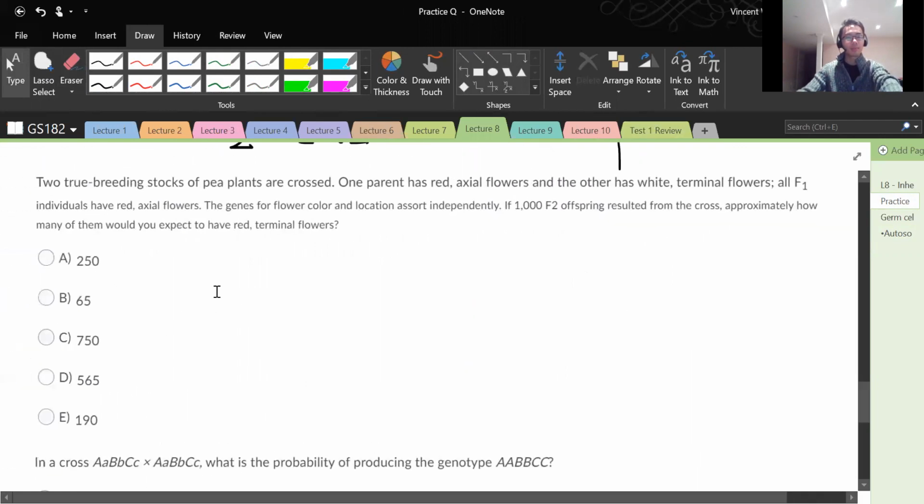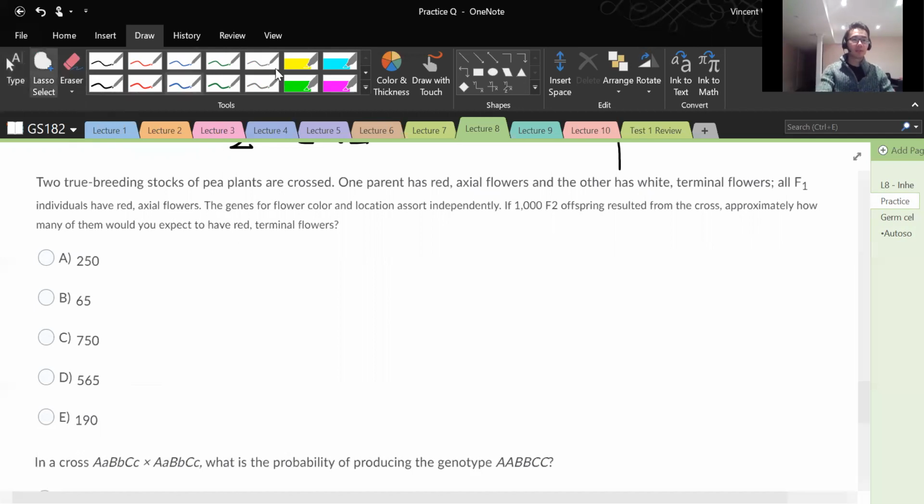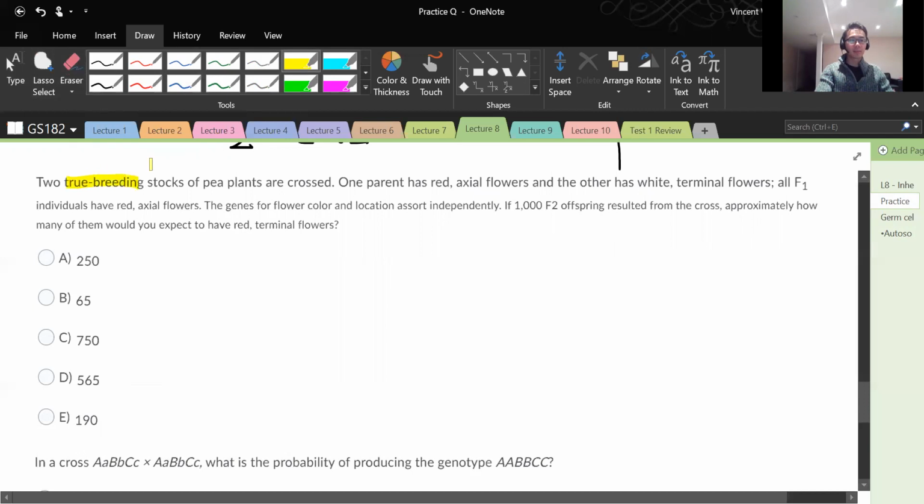So here's a question. I'll just read it to you. 2 true breeding stocks. True breeding means homozygous at all genes. Okay. I'll write that down for you. True breeding. Homozygous. For all genes.